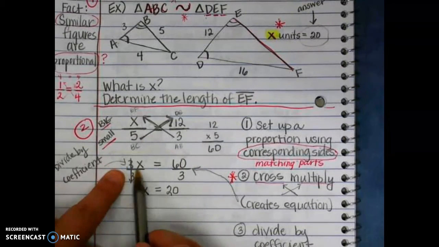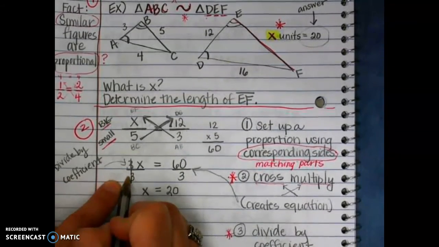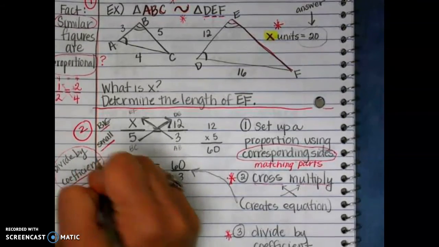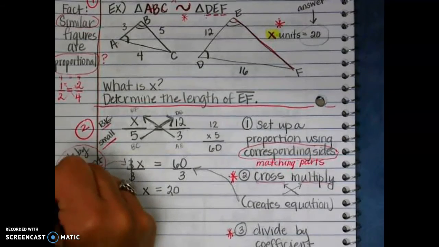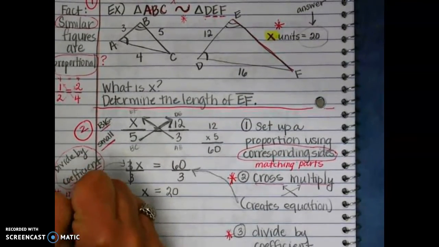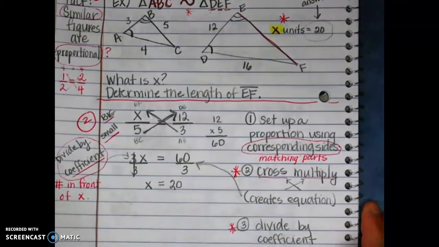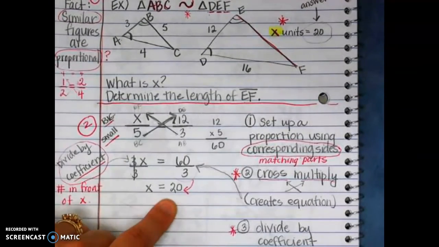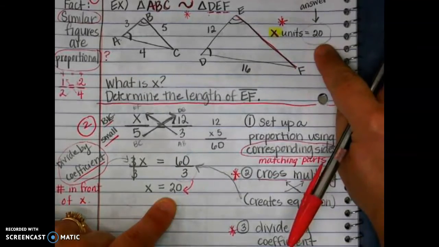Now what I do is divide by the coefficient. This is extremely important right here. You're always going to divide by the coefficient. The coefficient is the number in front of x. And when I'm done and I cross multiply and then I divide, I get this answer here. And the number here should represent the missing value from above.